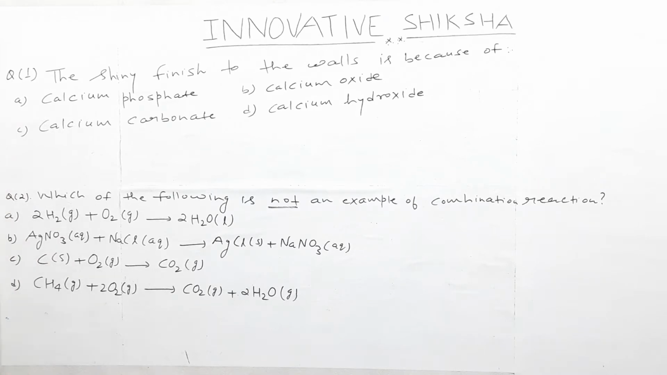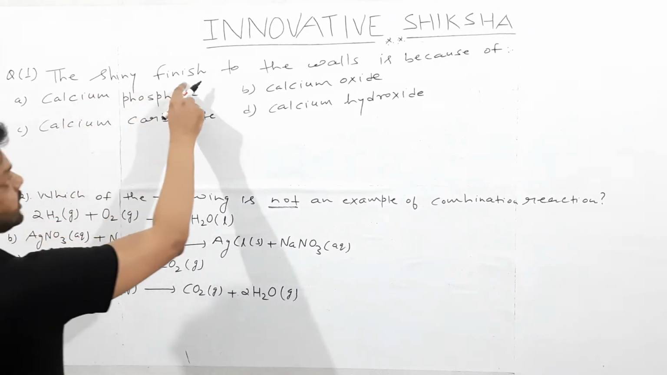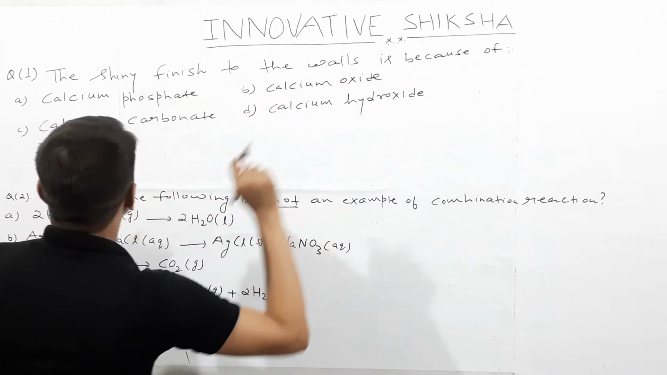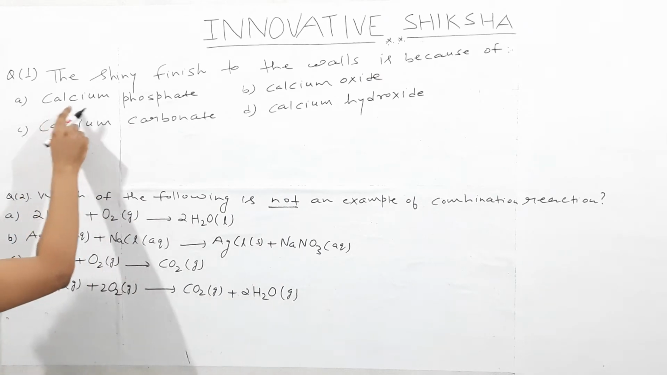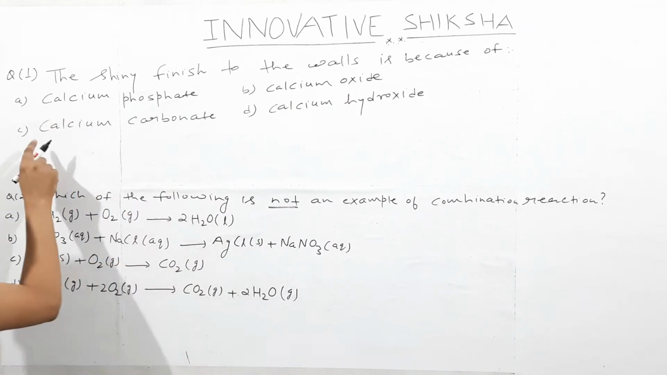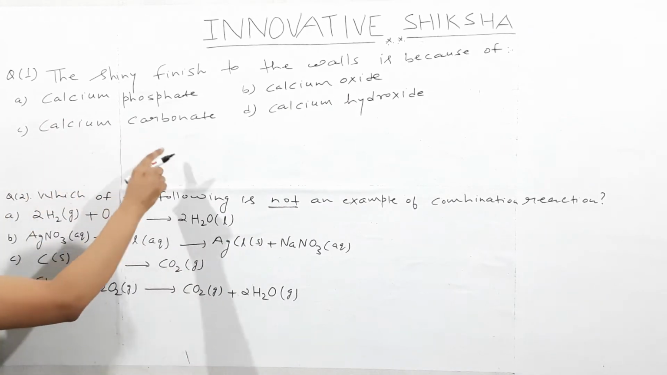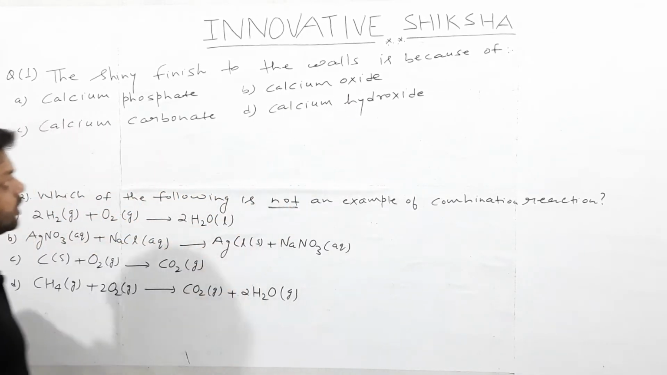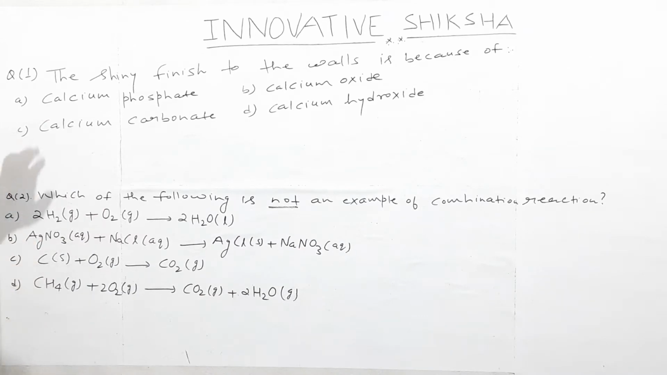So the first MCQ says the shiny finish to the walls is because of, your options are: option A, calcium phosphate; option B, calcium oxide; option C, calcium carbonate; and option D, calcium hydroxide. Out of these four options, you have to choose the correct one. So what is the correct one?